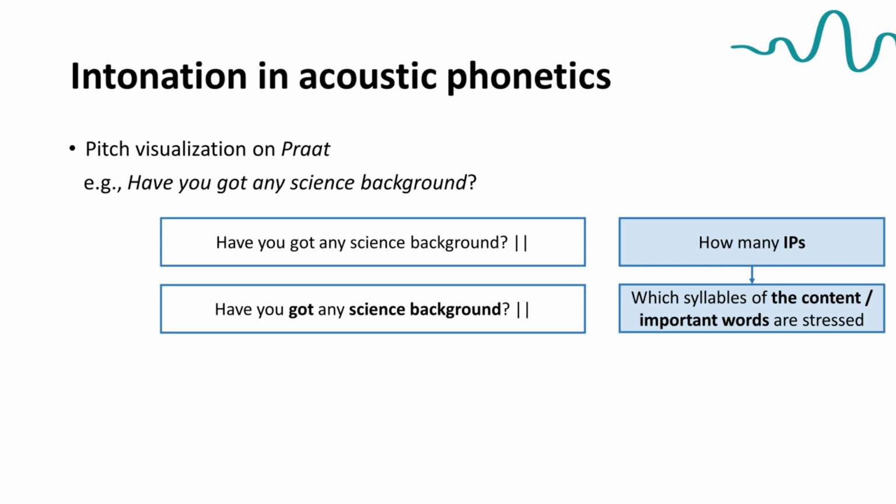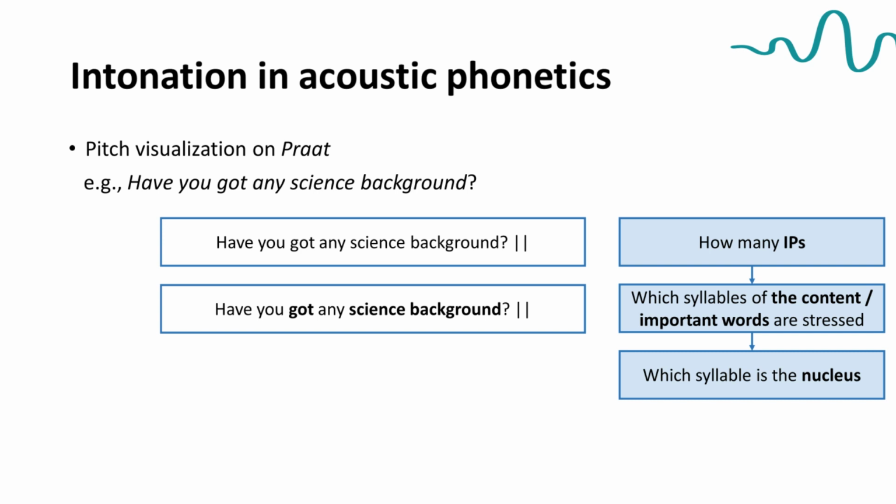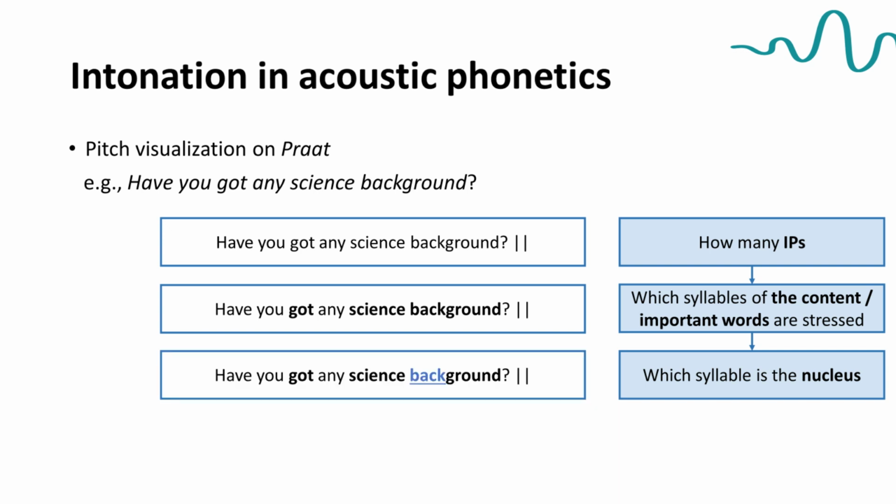They are all accented. Both got and science are monosyllabic words, so we don't need to consider the primary stress of them. While for the disyllabic word background, the stressed syllable is back. As for the rest of the words, they are deaccented. Then, let's choose the nucleus among the 3 content words. This sentence is a normal yes-no question and has unmarked tonicity. So the first syllable of the last content word background is the nucleus, thus carrying the nuclear tone.